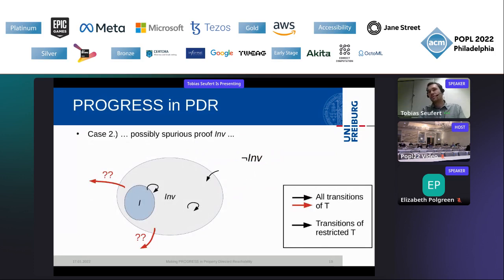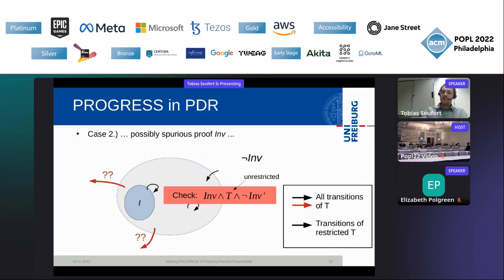So to give you an idea here, what can happen is we could find such a safe inductive invariant, and now the question is: is this really a proof, or are there any transitions in the original transition system that we missed under restrictions which invalidate our proof? And it's really relatively easy to check this. So we just query a SAT solver with this formula here, and we use an unrestricted transition relation, of course.